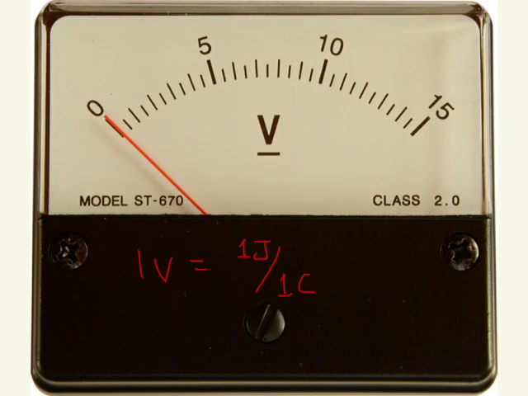I wanted to talk to you briefly about what this voltmeter is measuring. Voltage is a difference in potential energy across 2 points, and more specifically, it's a change in potential energy per charge. So the unit of voltage is volts, and a volt is equal to 1 joule, which is a unit of energy, per coulomb, which is a unit of charge. So I'm going to give you an analogy to try to help you picture this.